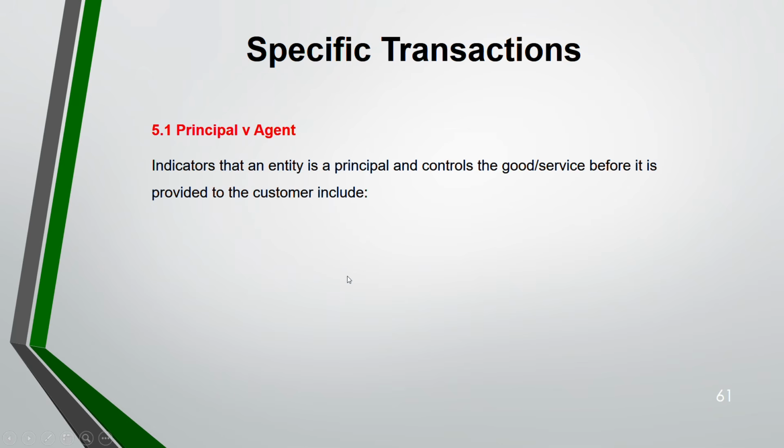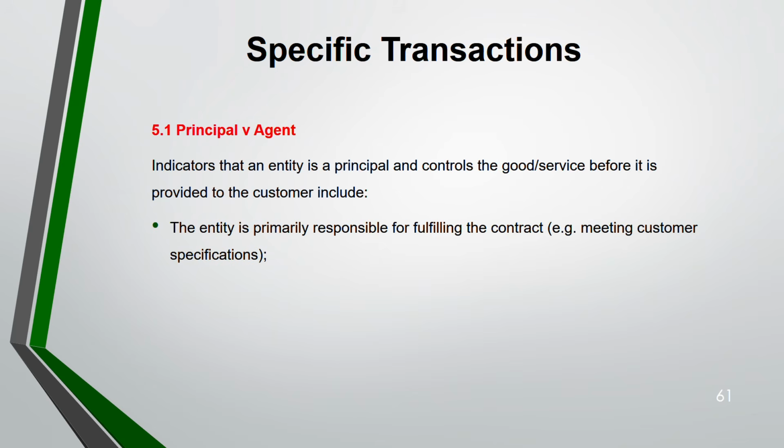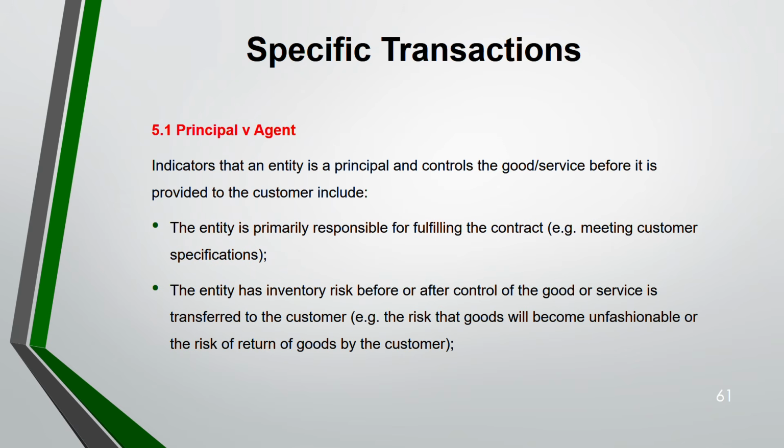Now, indicators that an entity is a principal and controls the good and service before delivered to customer. The entity will be responsible for fulfilling the contract, that means meeting customer specification. The entity has inventory risk before and after the good and service is transferred to the customer. What are the risks? Risk that goods might be returned by the customer. Risk that the goods might be out of fashion. The entity has discretion in establishing prices for the goods and service. So these are the 3 things you have to look for. If these 3 things are present, the entity is a principal.